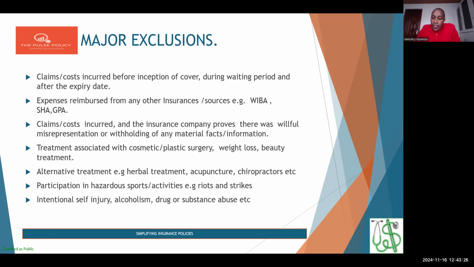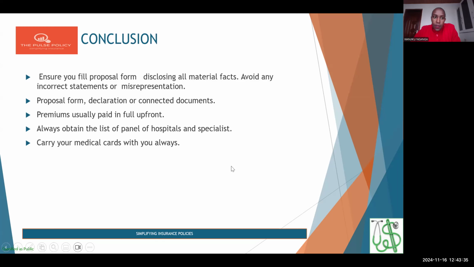So in a nutshell, that is the medical cover, and I want to just make a conclusion here on the major items that you need to understand. When you're filling in your proposal form, please ensure you have disclosed all the material facts. Avoid giving incorrect statements or misrepresentation. Always ensure you have filled the proposal form, the declarations and any connected documents yourself.